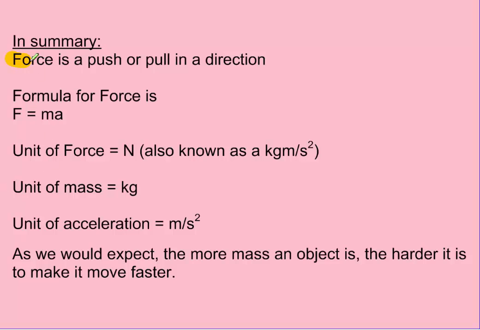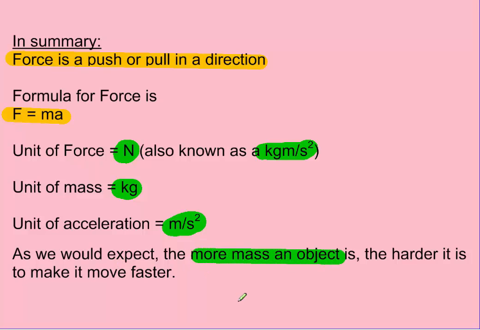So in summary, a force is a push or a pull in a specific direction. The formula is force equals mass times acceleration. When we talk about the units that are important in this formula, a newton is a unit of force. It's also known as a kilogram meter per second squared. The unit of mass is a kilogram. The unit of acceleration is meters per second squared. If these don't make sense to you yet, that's okay. We're going to get there. And as we would expect, we demonstrated with the formula that the more mass an object has, the harder it is to make it accelerate or to make it move faster.